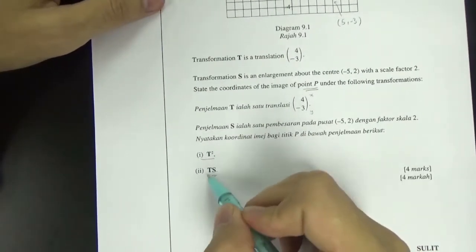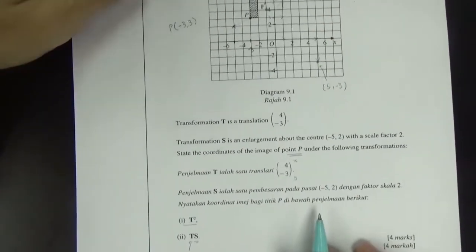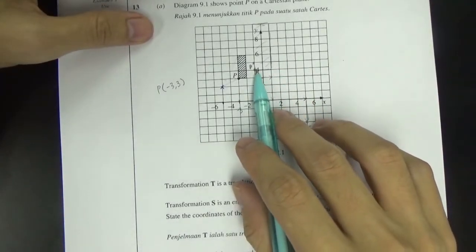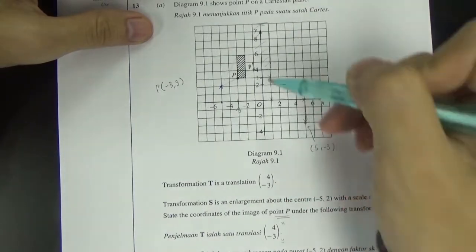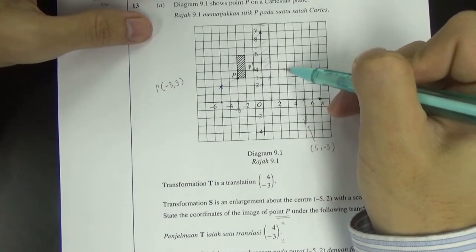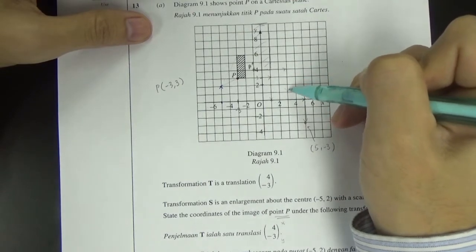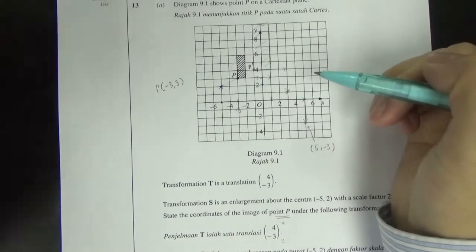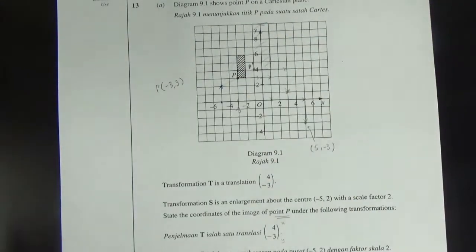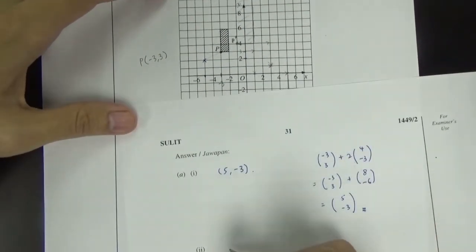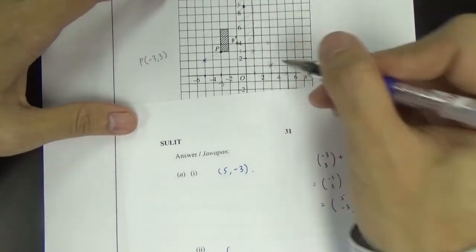Now we need to carry out translation. So as before, we just need to move along this point. So remember, it's 4, -3. So we will do 1, 2, 3, 4, and then go down by 3 units. 1, 2, 3. So this will be the final location of the image of point P under transformation T and S together. So the answer would be 3 and 1.